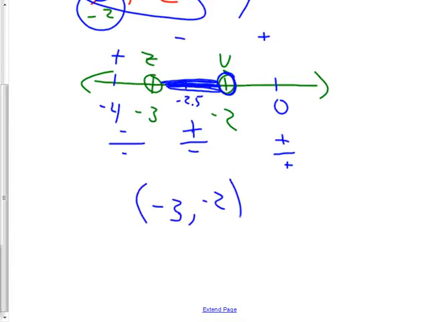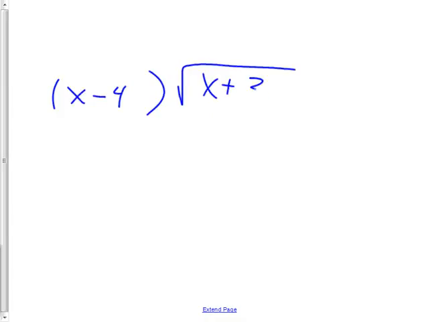And then I need parentheses. Okay, so what do you have for a typical problem? That kind is a fraction, or sometimes they do it like this: x minus 4, and then square root of x plus 3. Same deal. You've got to have a less than or equal to 0.